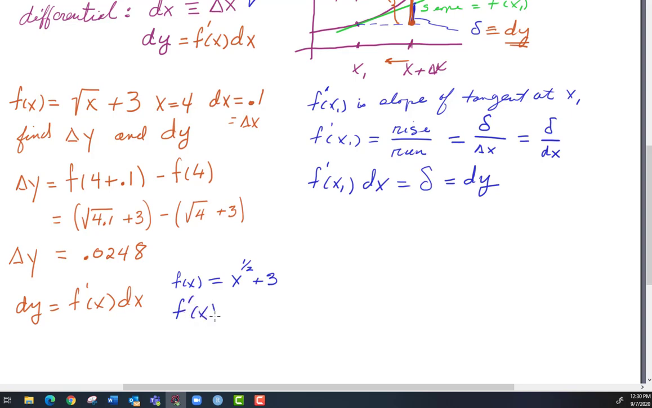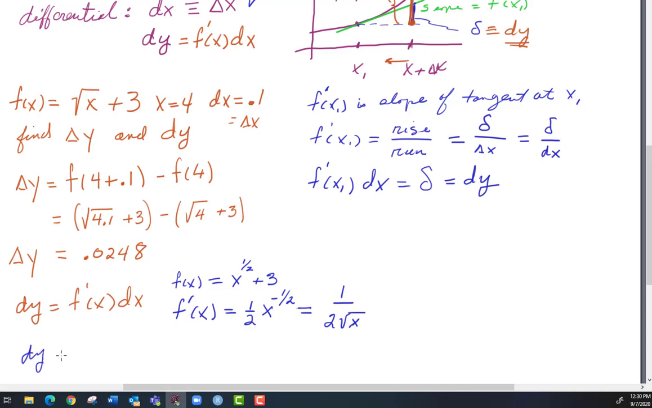f prime of x then would be equal to, what's our rule? This is just a power function. It's x to a value. So we'd bring down the 1/2, write the x, and reduce the exponent by 1. If I subtract 1 from 1/2, I get negative 1/2. And if I'm so inclined, I can write that as 1 over 2 times the square root of x. So there's f prime.